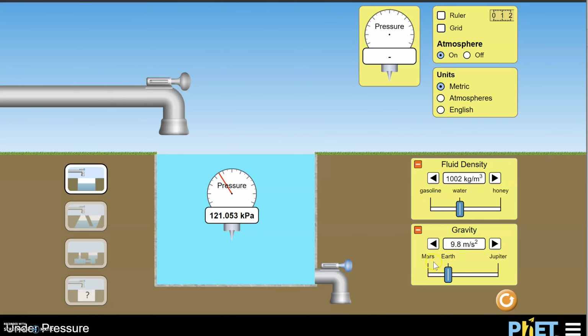So we have three planets here: Mars, Earth, and Jupiter. Jupiter is the largest in mass compared to Earth, and Mars is slightly smaller than Earth. Therefore, the gravitational acceleration for Jupiter is a lot higher than Earth, and Earth's gravitational acceleration is also higher than Mars. So in theory, if we go to Mars, what would the pressure of this be? Let's have a look. It will decrease down to 45 kPa. Now, what if we were to increase it all the way up to Jupiter? Look at that. As the gravity increases, the pressure also increases and has already exceeded its scale.